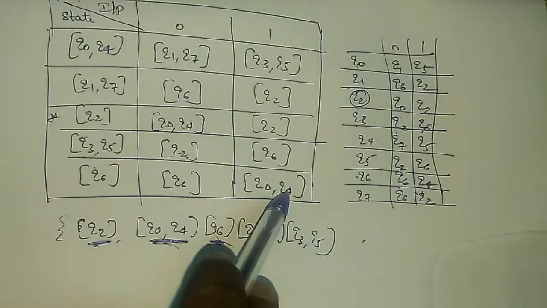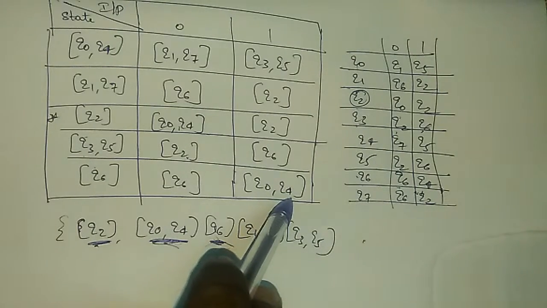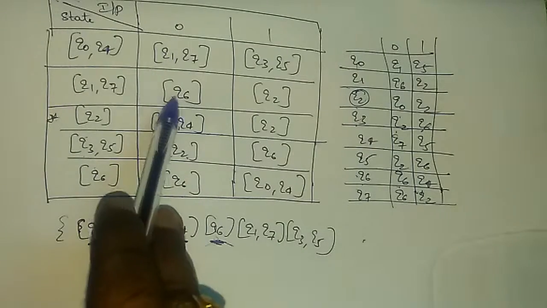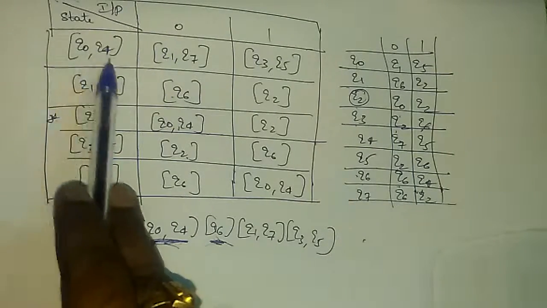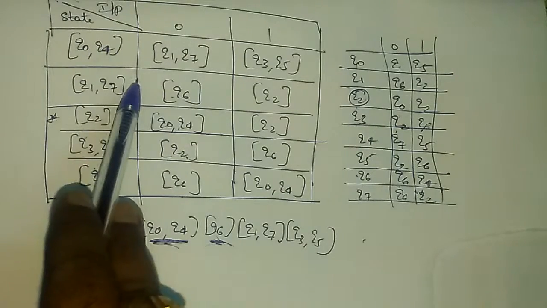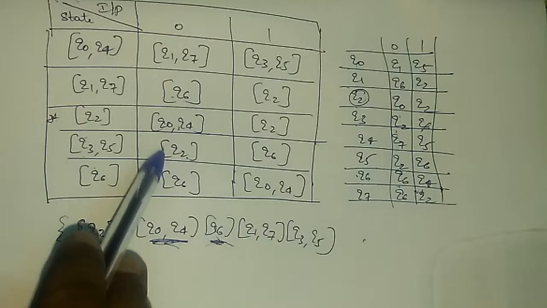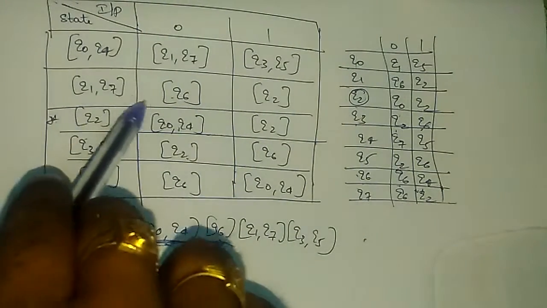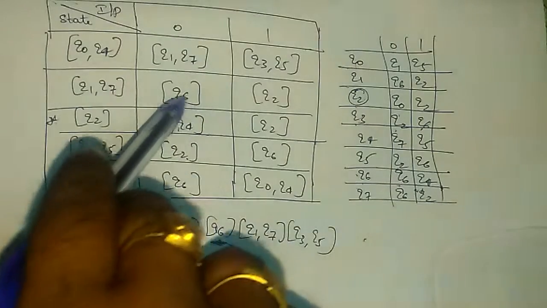So from this new transition table, I will construct a transition diagram. Why? Because I have states here. Q0, Q4 is one state. Q1, Q7 is one state. So I should consider this as a single state. Q2 is a single state. Q3, Q5 is a single state. And Q6 is a single state. So I have 5 states. So depending upon this new transition table, I will draw a transition diagram.